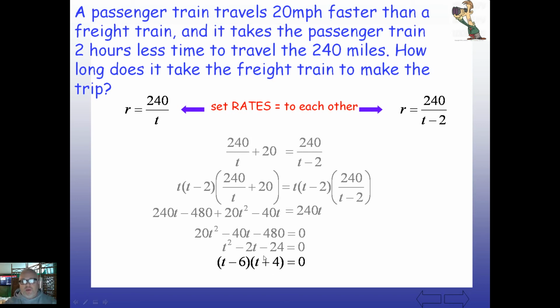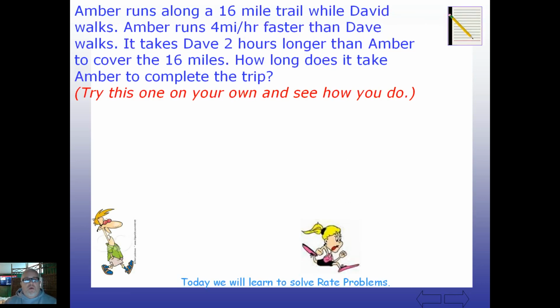Well, now think about what we're talking about here. Can time be anything lower than 0? The answer to that is no, of course. So it looks like negative 4 is an extraneous solution, correct? Negative 4 is out. The only answer left is 6. So it takes 6 hours. How long does it take the freight train to make the trip? 6 hours. By extension, how long does it take the passenger train to make the trip? Well, 4 hours, right? Because it's 2 hours faster. All right. I know that's a little bit messy, but we can do it.